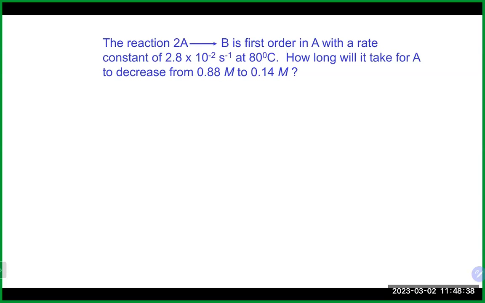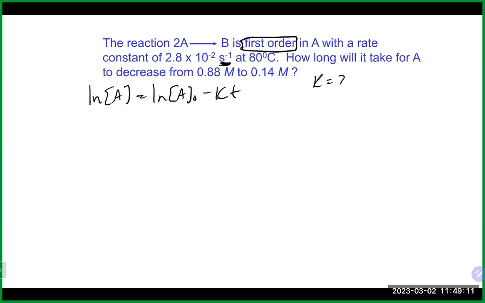So once again, they were nice enough to tell us that it is first order. If they didn't tell us it's first order, we would know it by looking at the units associated with our rate constant, which is 1/seconds, a first order sort of unit. So we definitely want to use the first order integrated rate law. That has our time and changes in concentration. In this case, we have the rate constant given to us, which is 2.8 times 10 to the minus 2 reciprocal seconds.